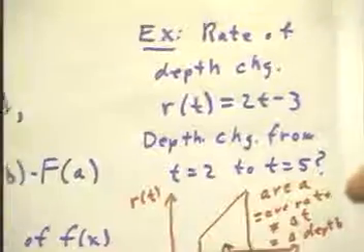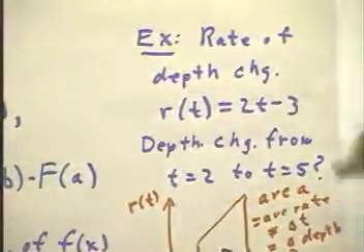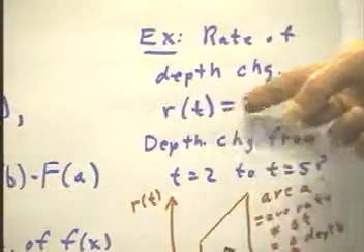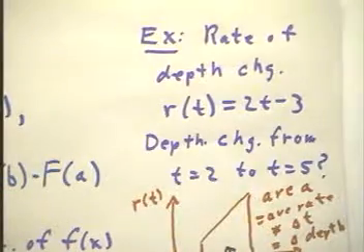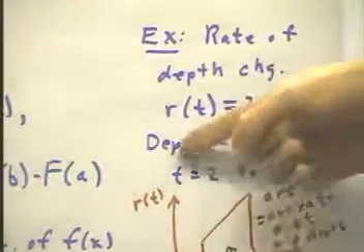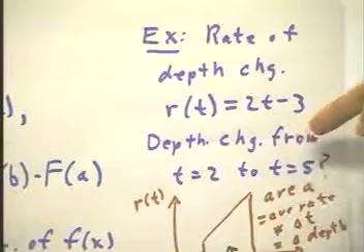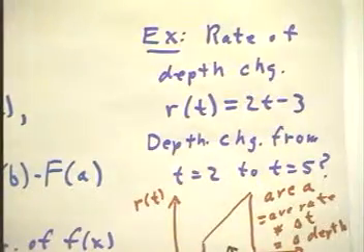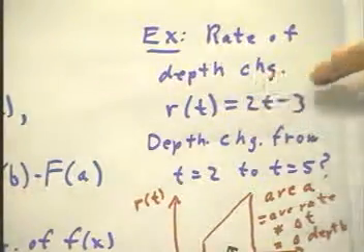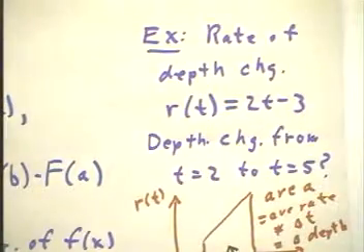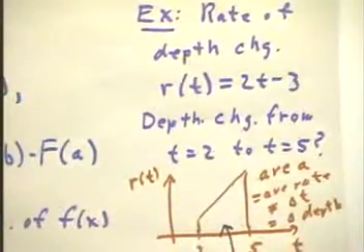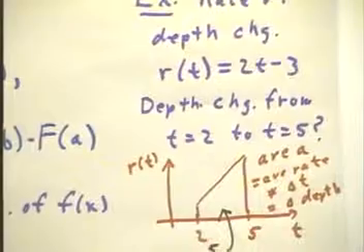Let's do an example. Let's suppose that the rate of depth change is r of t equals 2t minus 3. Okay, what's the depth change from clock time t equals 2 to t equals 5? Well, this is a linear rate function. So the area is just going to be the average rate times delta t.